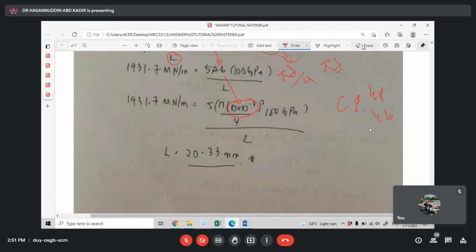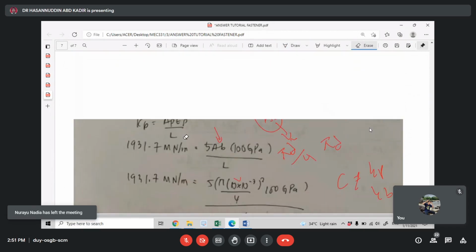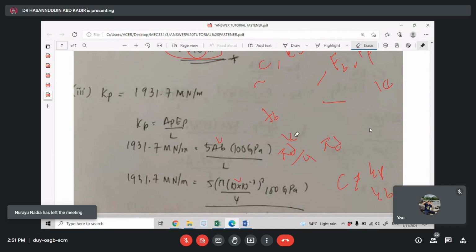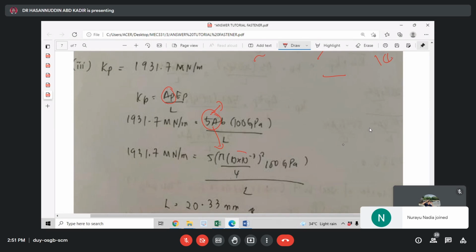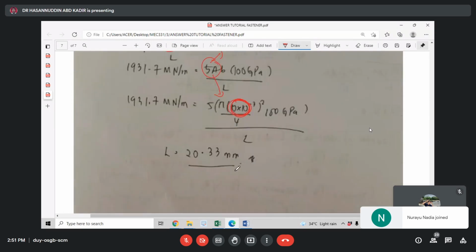Okay, then finally you can get the value of the length, because this one you know that AP they already give to you early in the question. If AP is equal to 5AB, so AB ni kamu dapat daripada boat punya diameter ni. Okay, lepas tu kamu boleh dapat lah cari kamu punya length.